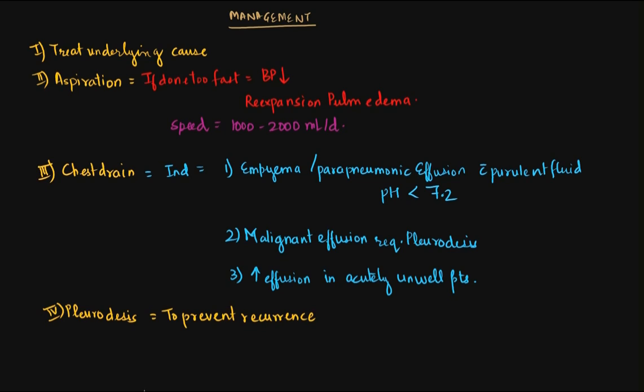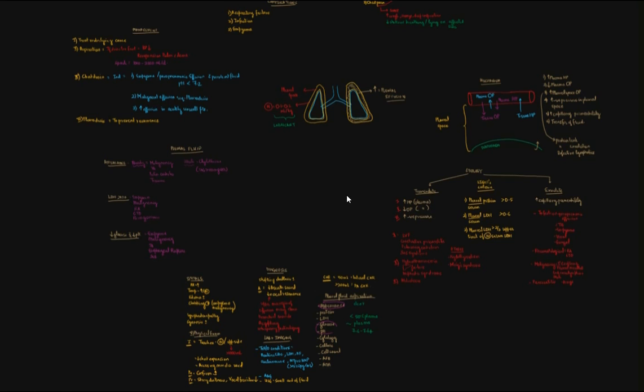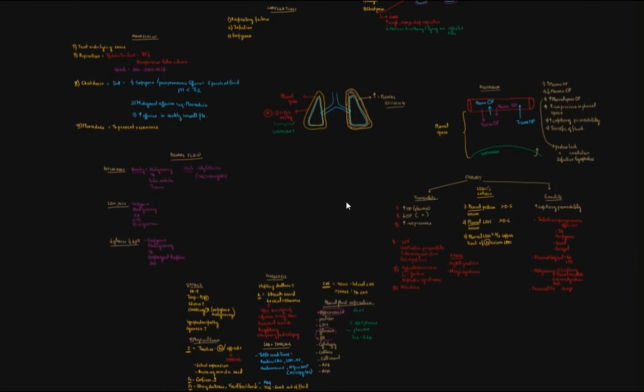Now, coming to the complications of pleural effusion. This could include respiratory failure, infection of the pleural fluid, or empyema. So, we've discussed the pleural fluid, the mechanisms of formation of pleural effusion, its etiology, presentation, diagnosis, management, as well as the complications. I hope you enjoyed the lecture.